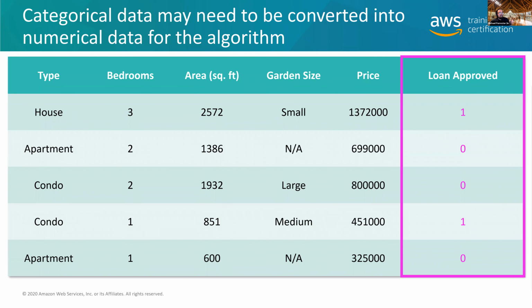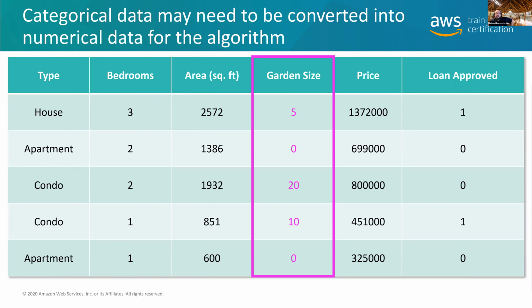Now, if you look at the housing data that we were just looking at, the data set includes several features: type, bedroom, area, garden size, price. There's also a yes/no value, which is the target variable indicating whether a home loan was approved or not. House type and garden size represent categorical features. Garden size, more specifically, represents ordinal data because small, medium, large can be represented in an order, and it could be no garden, as an example.